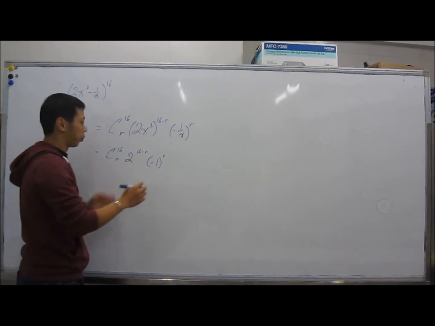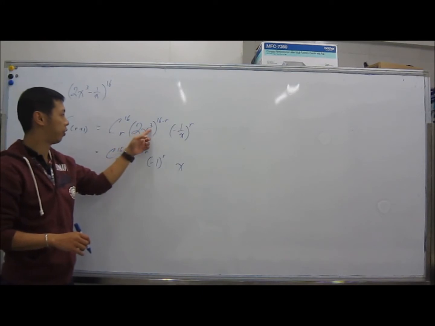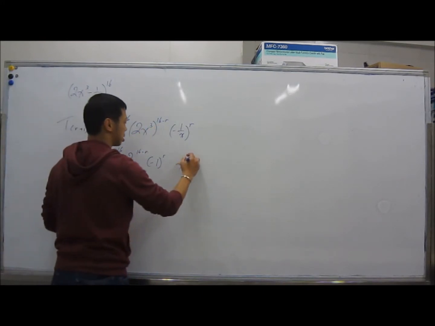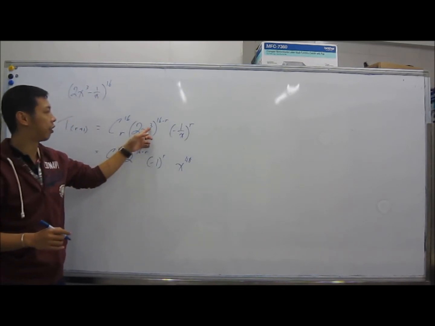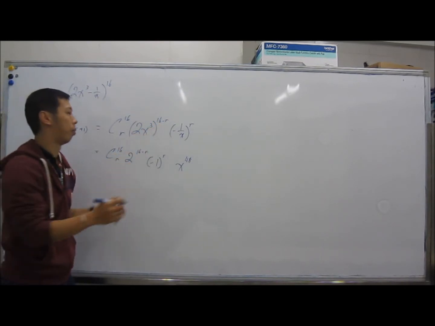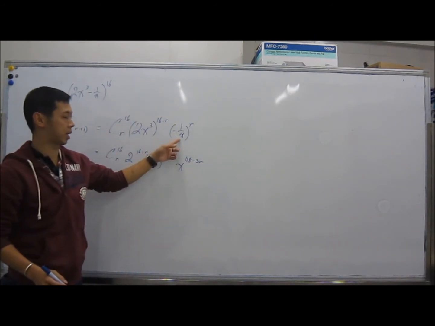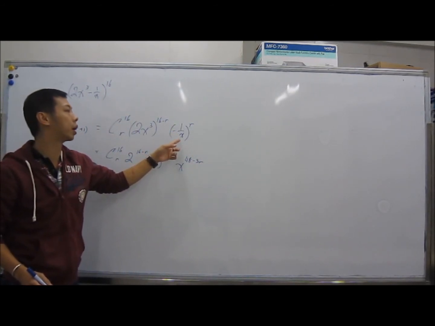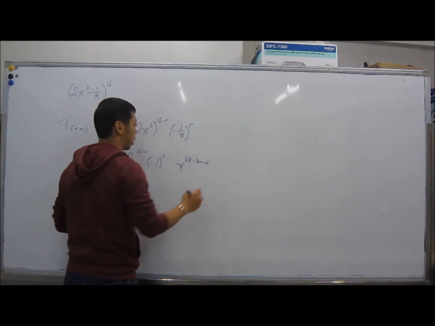And now for x: the power is 2 times 16, this is 32, and then 2 times negative r, minus 2r. And 1 over x is x to the power negative 1, times the r is negative r, that means minus r again.